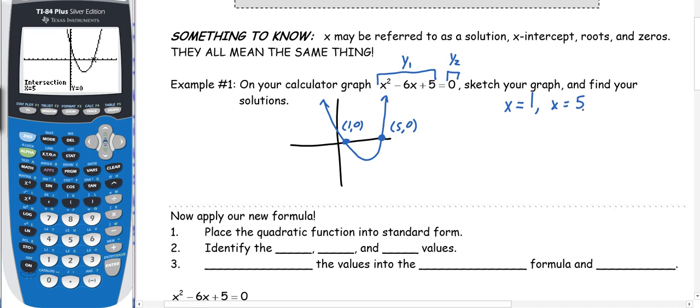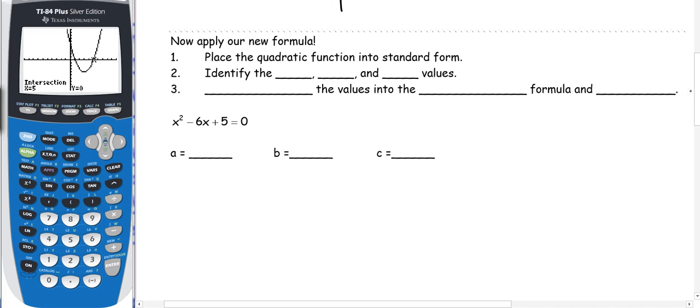Now, instead of always using a graphing calculator to find the intersection points, we can also use the quadratic formula. So when we use the quadratic formula, you have to make sure that your equation is in standard form, which is ax squared plus bx plus c equals 0. You need to identify the a, b, and c values. If there is a negative, make sure that you keep that with that value. And then we are going to substitute the values into the quadratic formula, and we're going to solve.